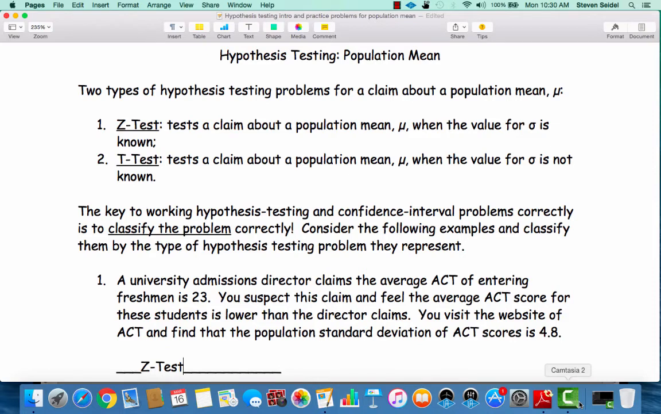A university admissions director claims the average ACT of entering freshmen is 23. That's our claim. You suspect this claim. Now I wrote suspect this claim, so I'm thinking two-tail. But you have to keep reading on: you feel the average ACT score for these students is lower than the director's claim. There's our key word.